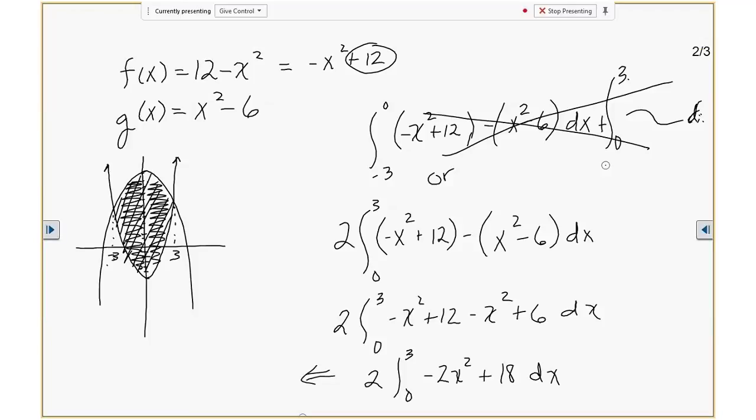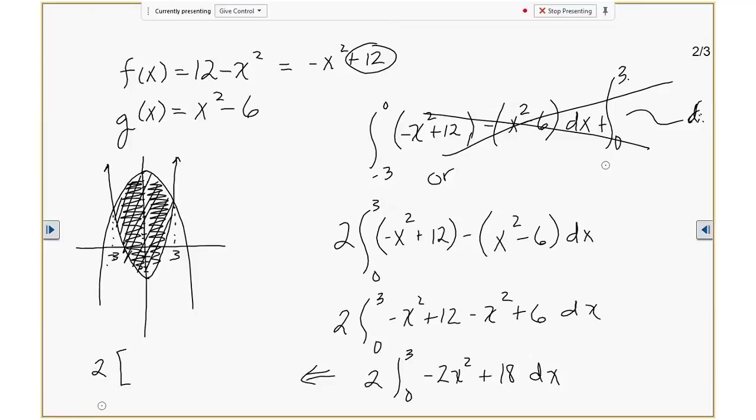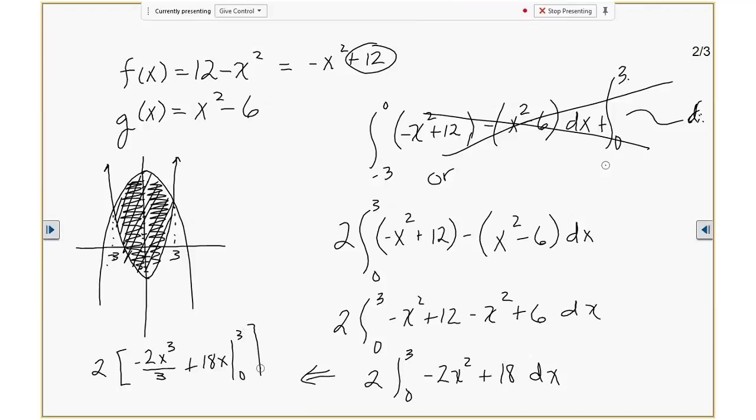Take the antiderivative of that, and we're going to get 2 brackets. It'll be negative 2x to the third over 3 plus 18x evaluated at 0 and 3. Now notice I have the 2 outside the brackets. Is that important? Yes, very important. Okay, and that's going to give us, I'll do 0 for y'all.